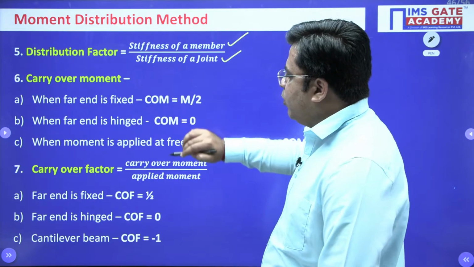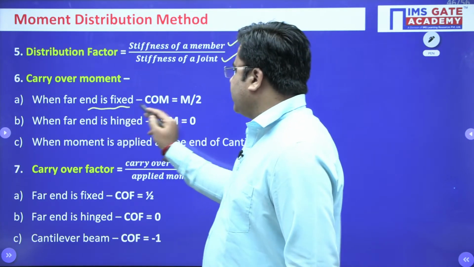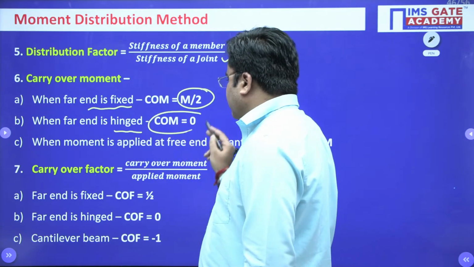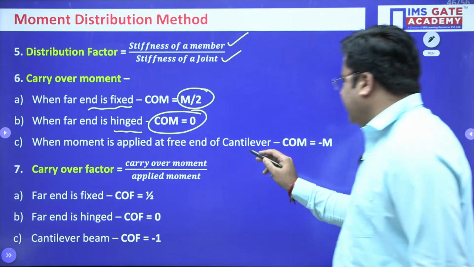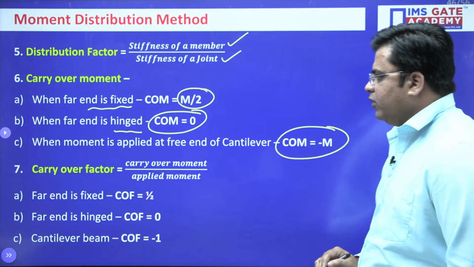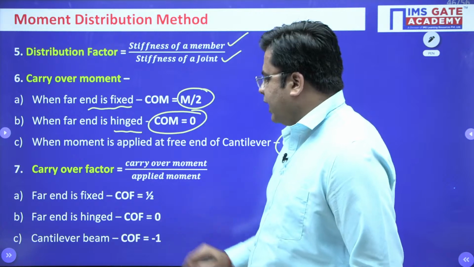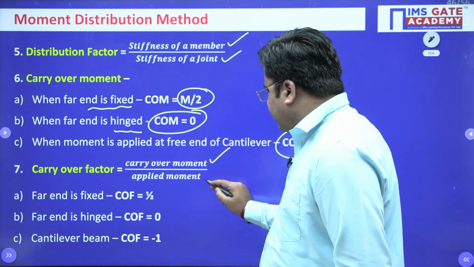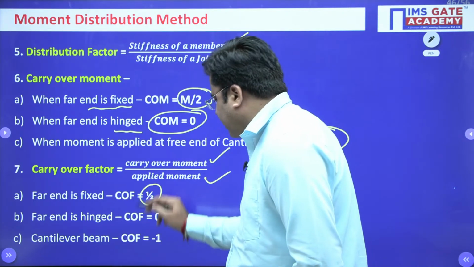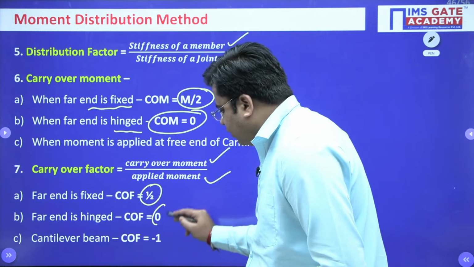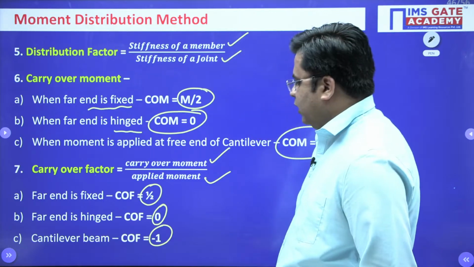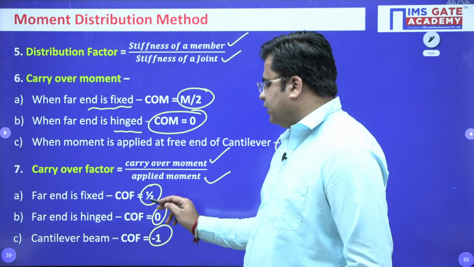Then we have carryover moment. When your far end is fixed, your carryover moment is M by 2. When your far end is hinged, your carryover moment is 0, and when the moment is applied at the free end of the cantilever, your carryover moment is minus M. So these are the values, you need to keep a check on that. Then carryover factor can be calculated as carryover moment divided by the applied moment. When your far end is fixed, your carryover factor is 1 by 2. When your far end is hinged, your carryover factor is 0, and for a cantilever beam, your carryover factor is minus 1.